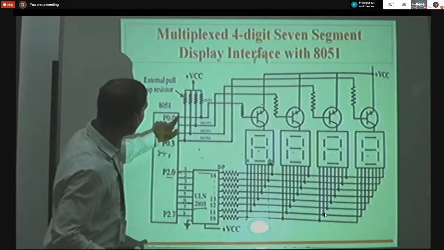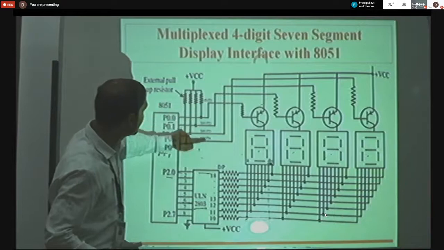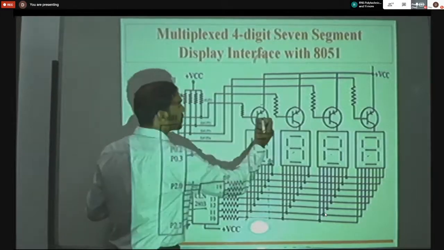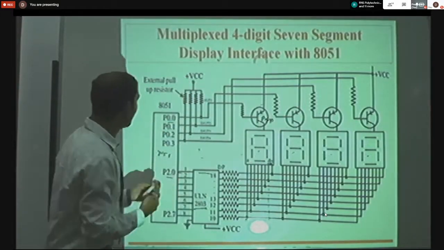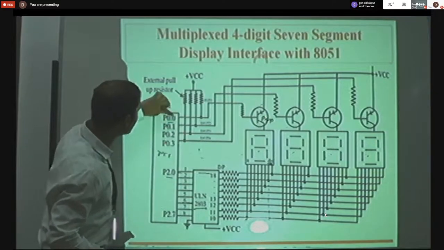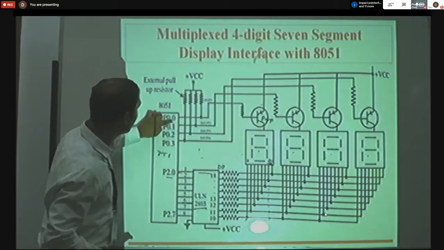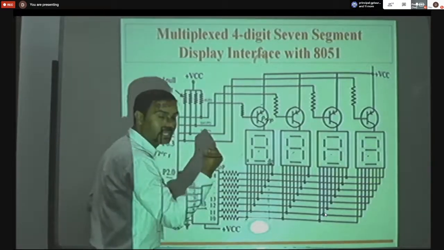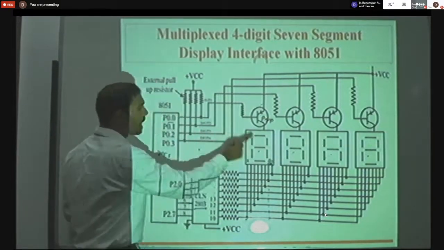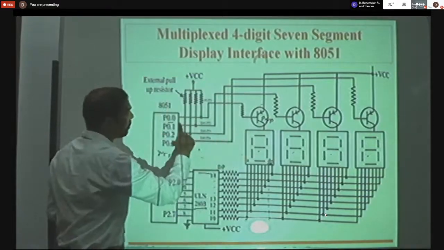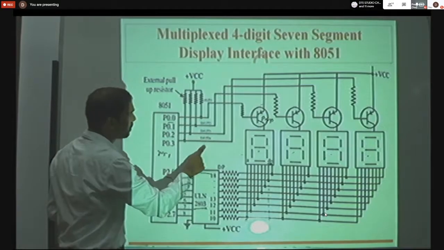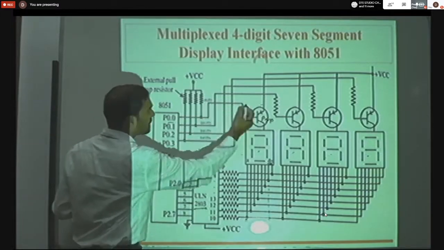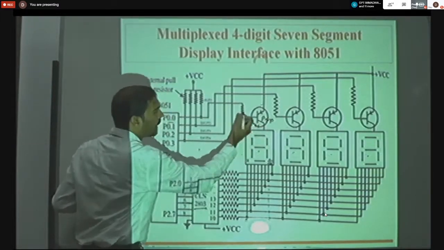Each pin is named digit 1, digit 2, digit 3, digit 4. These digit inputs are connected to each and every transistor. Here the transistor I am using is the PNP transistor. In port 0, I am using 4 connections, that is 0.0, 0.1, 0.2, 0.3. Each is called by the name digit 1, digit 2, digit 3, digit 4, and they control the on and off of these displays. These 4 pins are connected to each transistor. For example, see here, port 0.0 is called digit 1. It is connected to transistor 1, that is T1, via a current limiting resistor.